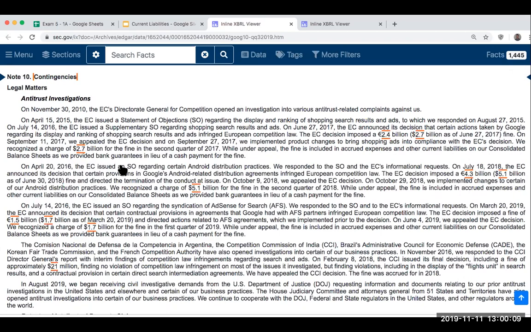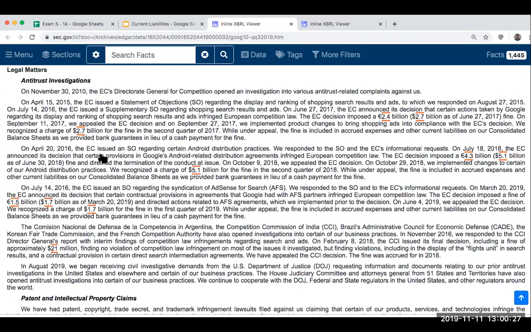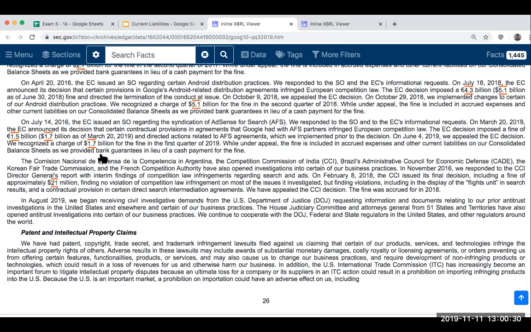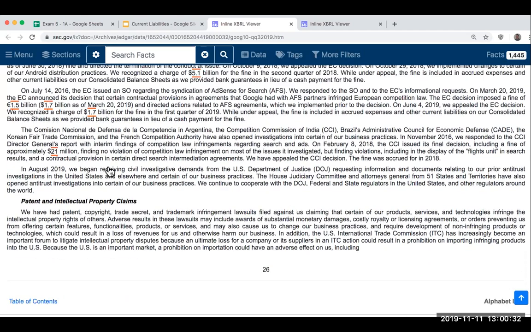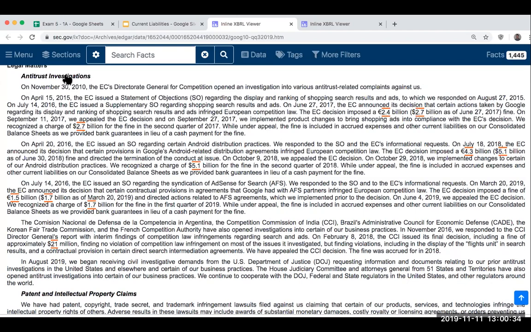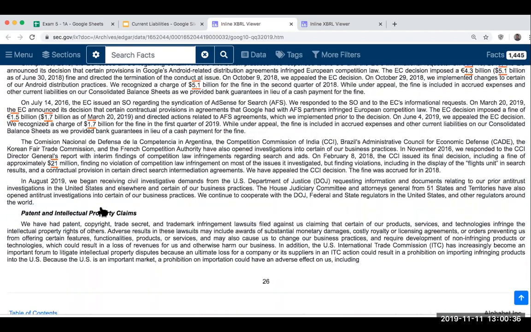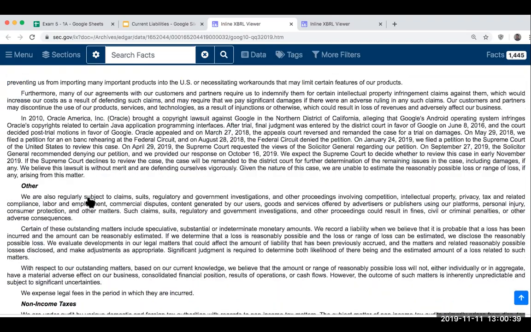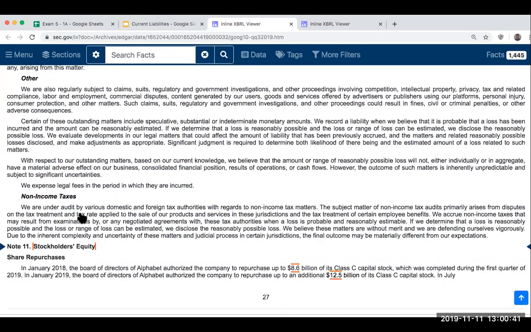As a publicly traded company, or even as a private company, if you're being audited, what you have to do is essentially make an account for what we call commitments and contingencies, or just essentially legal matters. So what I'm going to do is put these over here. Google or Alphabet breaks this down into antitrust, patent and intellectual property claims, and over here, other non-income taxes.